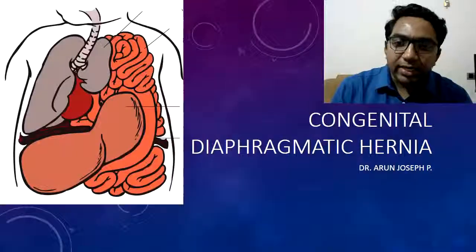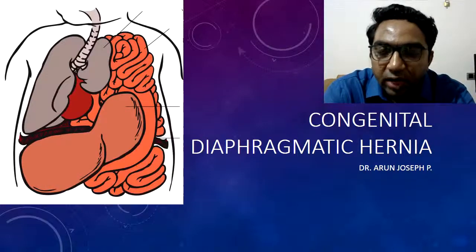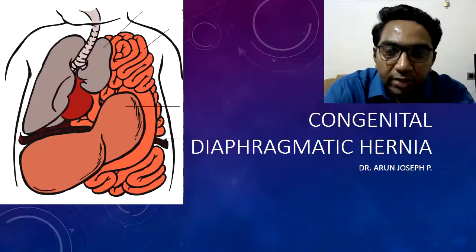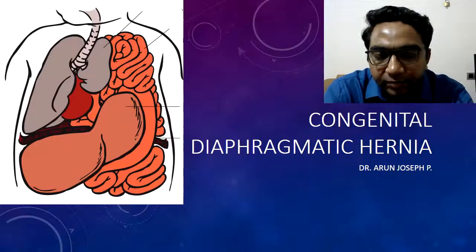Our topic for presentation today is congenital diaphragmatic hernia. What is congenital diaphragmatic hernia? Congenital diaphragmatic hernia is the herniation of abdominal contents towards the thorax through an opening in the diaphragm. It is called congenital diaphragmatic hernia.